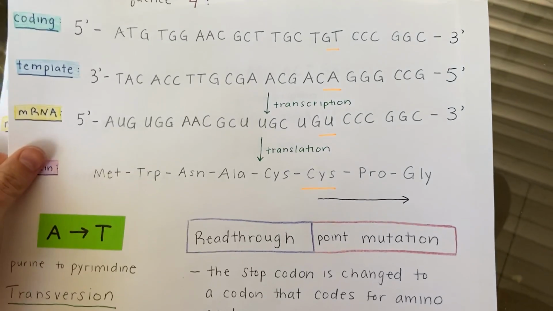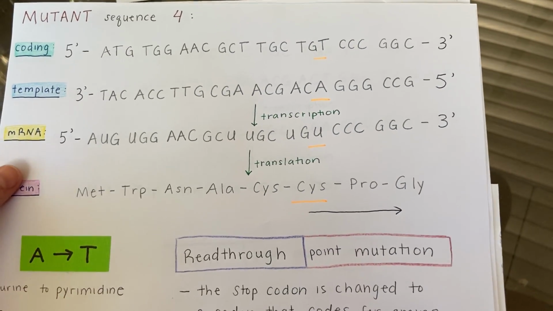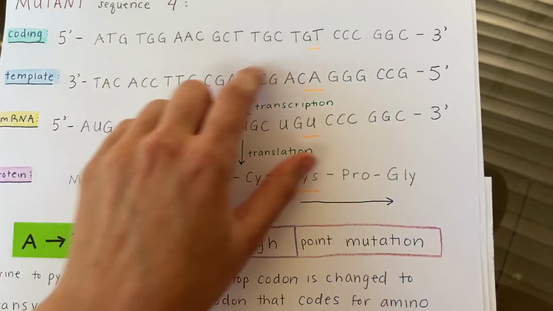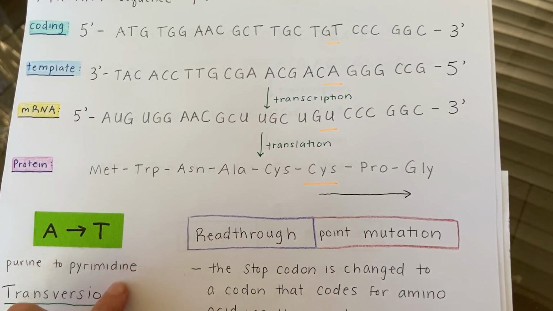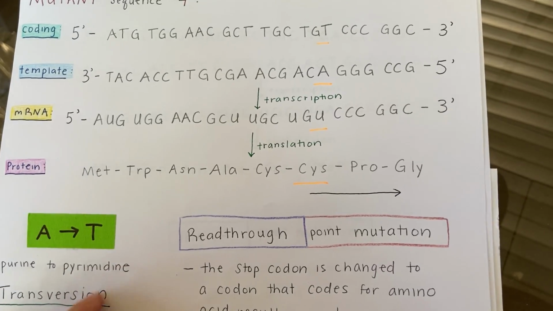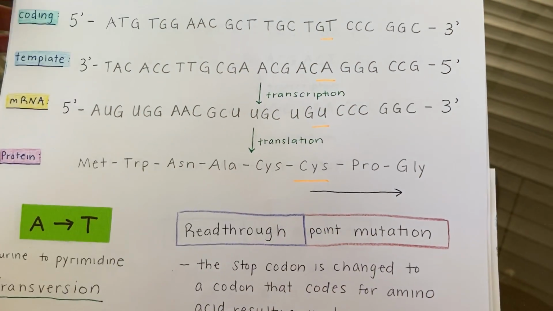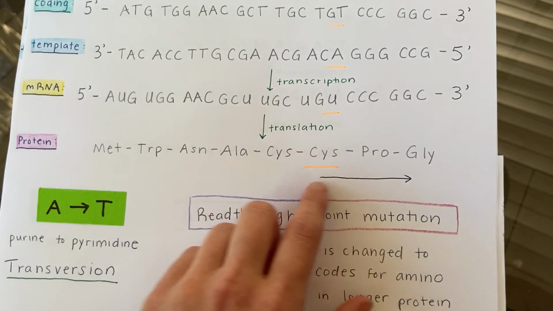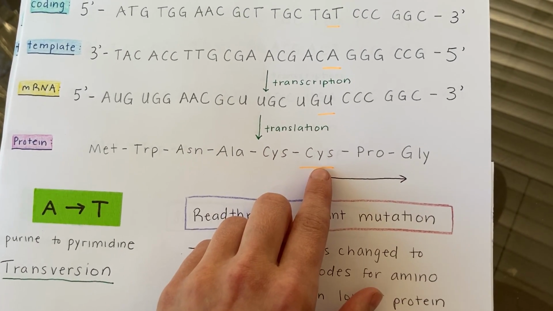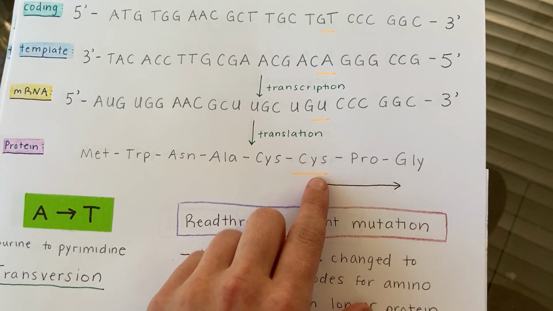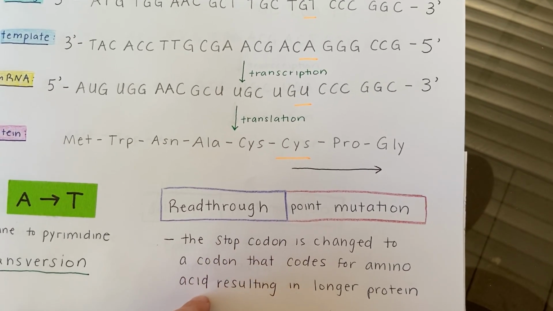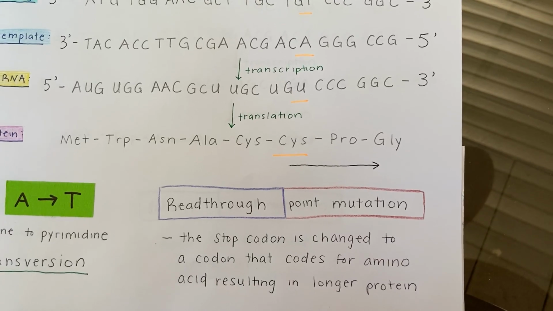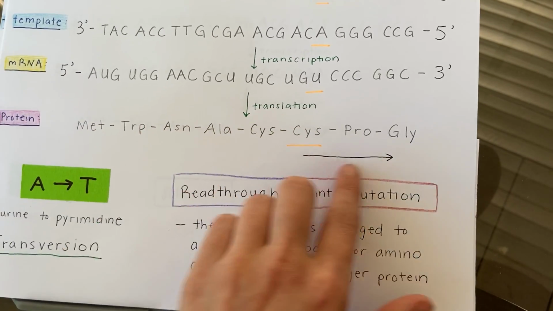This is known as a silent point mutation because it codes for the same amino acid regardless of the mutation. In mutant sequence 4, we have an A that has changed to a T, so this is a purine to a pyrimidine, which is known as transversion. After transcription and translation has taken place, we can see that where that normal stop codon was, we have a cysteine. This shows that a read-through has occurred because the stop codon is changed to a codon that codes for an amino acid, resulting in a longer protein.